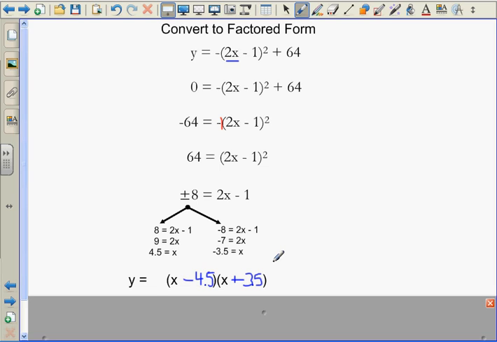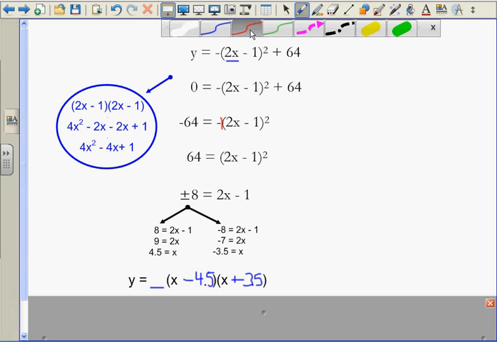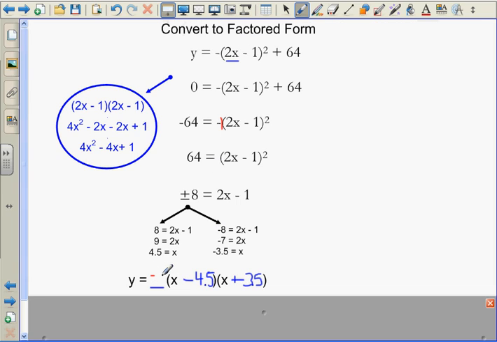And here's where that tricky part comes in. The a value is actually not just negative 1. Think about if we were to multiply this out. Actually, I've got it here for you. Say we did start to multiply this out. We'd have 2x minus 1 times itself, and that would give us a 4x squared, which we would then multiply by the negative 1, right? And then add 64. So if we put this in standard form, it'd really be a negative 4x squared in the very front. So the a value is truly negative 4. So if I was really going to put that in, I'd have a negative 4 here.